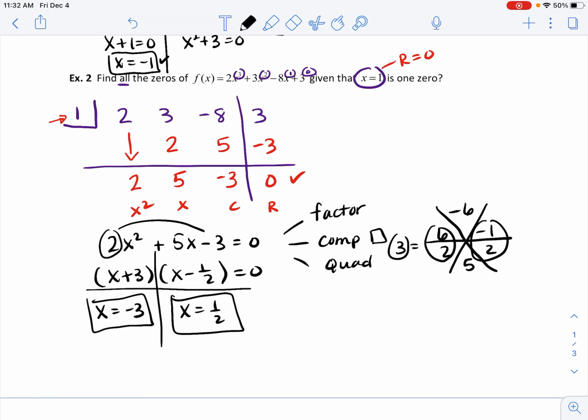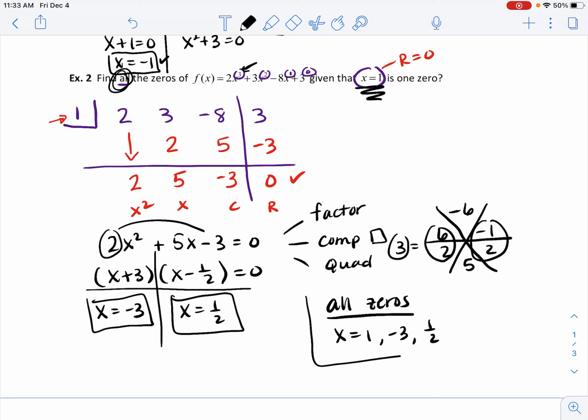So again, the question was find all of the zeros. There should be 3 of them because the degree was 3. So all the zeros, make sure you make that list so you have all of them in there. You have x equals 1, that's the one they gave me. Then you have x equals -3 and x equals 1/2. So in this case, that one was kind of easier, right? None of those imaginary things.